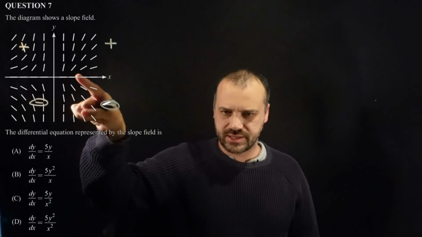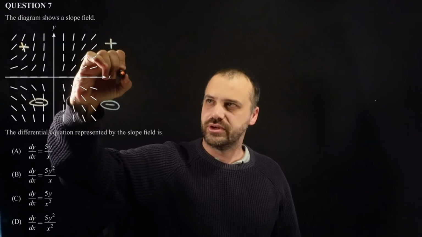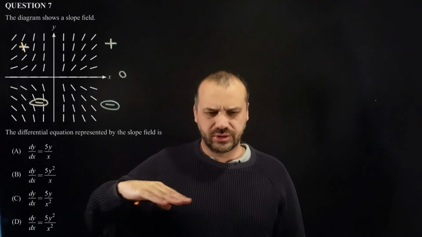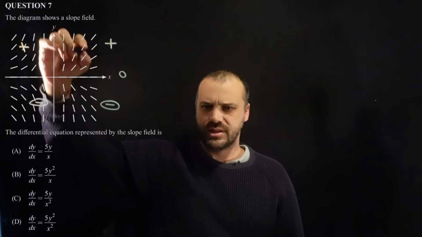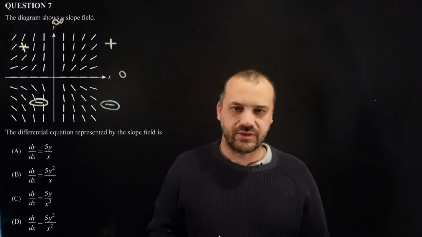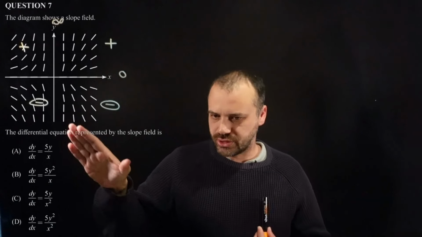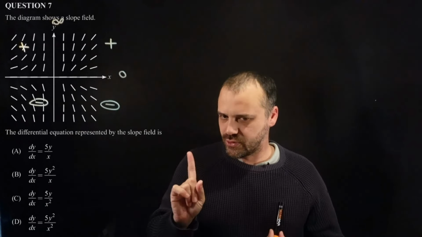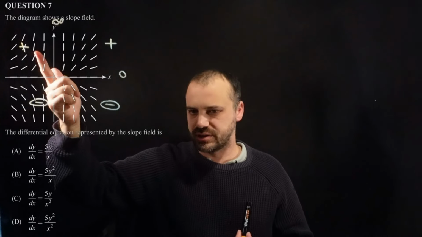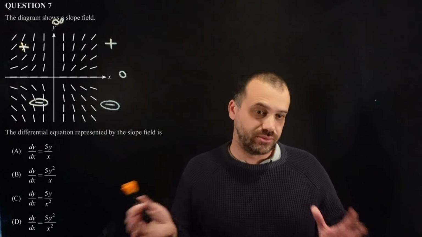There are two other important places that we can look at. We can look at the x-axis. Everywhere along the x-axis, it looks like the gradient is zero. And we can look along the y-axis, and it looks like along the y-axis, there are no gradients there. So a way to think about no gradients is the gradients are infinite. So I've got six key points that I can deal with, and now we just need to look at our four answers and see if our four answers spit out positive gradients in quadrant one, positive gradients in quadrant two, negatives in three and four, zeros in x's, and infinites in y's.